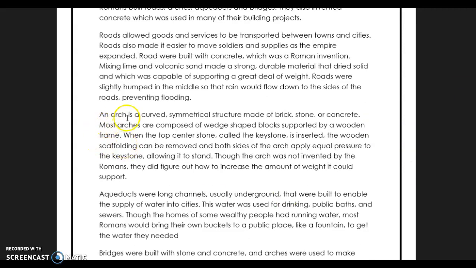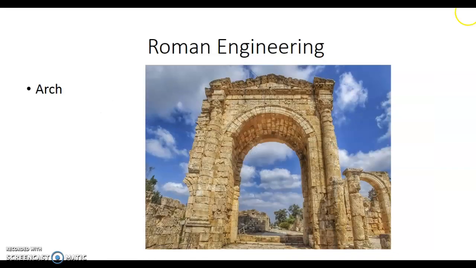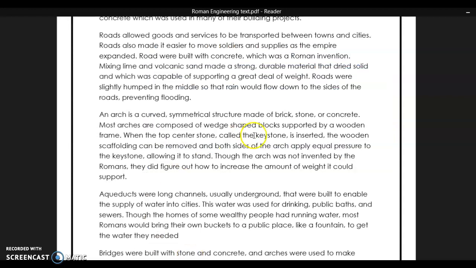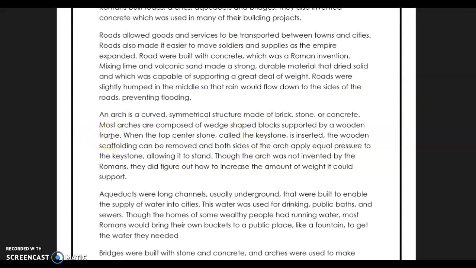An arch is a curved, symmetrical structure made of brick, stone, or concrete. So what is an arch? Let me just show you. This is an arch. Okay, it is made from brick or from concrete. And it is very symmetrical. What is the meaning of symmetrical? Equal from all sides.